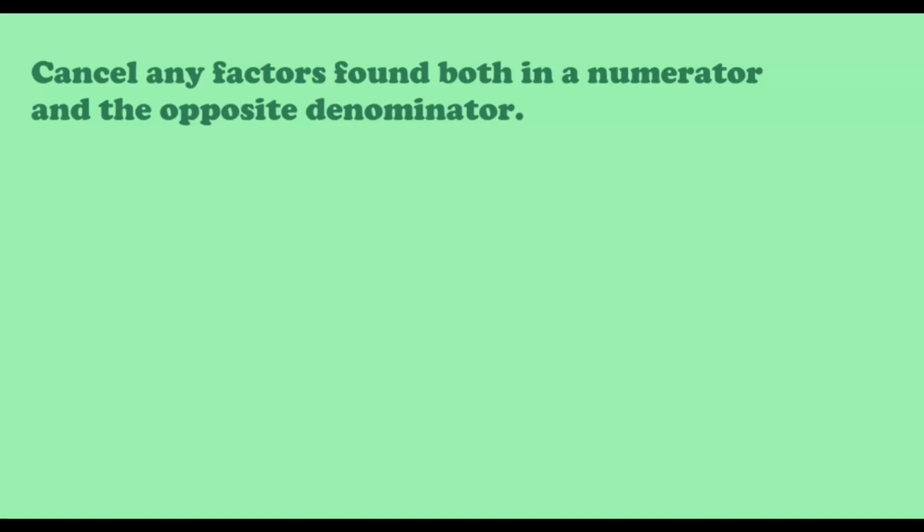To understand this method, let us consider an example. Let us consider 40 over 21 times 7 over 20. Now what we need to do is cancel any factors found both in a numerator and the opposite denominator. What does that mean? That means we consider the numerator of one fraction and the denominator of the other fraction. The numerators are the numbers on top. So the numerator for the first fraction is 40. And what will the opposite denominator be? That will be the number on the bottom of the other fraction. So the number on the bottom of 7 over 20, which is 20. So 40 and 20 will be a numerator and the opposite denominator.